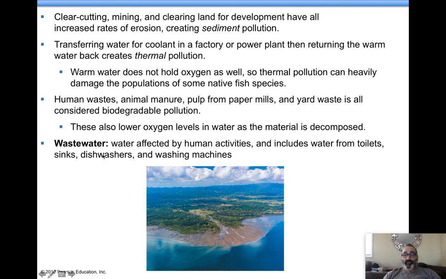Wastewater is water that could leave your household, for example, water due to human activities, water from our toilets, our sinks, our dishwashers. And within our dishwashers and washing machines, we might have detergents, and those detergents also can cause eutrophication.